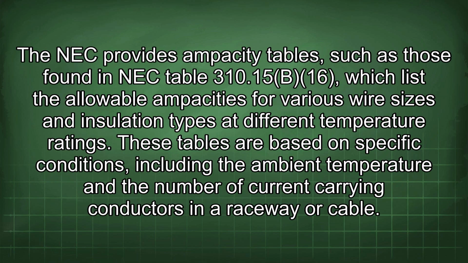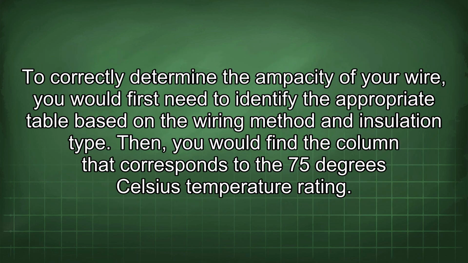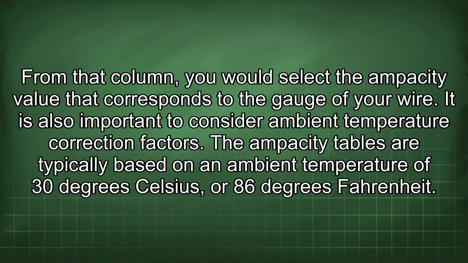The NEC provides ampacity tables, such as those found in NEC Table 310.15(B)(16), which list the allowable ampacities for various wire sizes and insulation types at different temperature ratings. These tables are based on specific conditions, including the ambient temperature and the number of current-carrying conductors in a raceway or cable. To correctly determine the ampacity of your wire, you would first need to identify the appropriate table based on the wiring method and insulation type. Then, you would find the column that corresponds to the 75 degrees Celsius temperature rating. From that column, you would select the ampacity value that corresponds to the gauge of your wire.